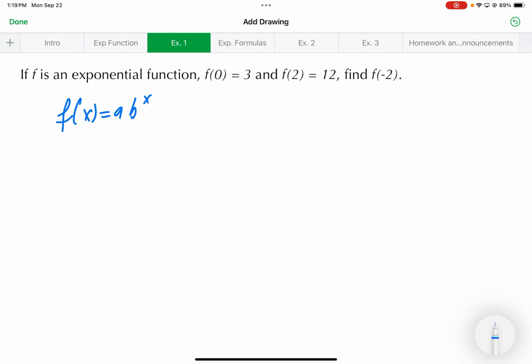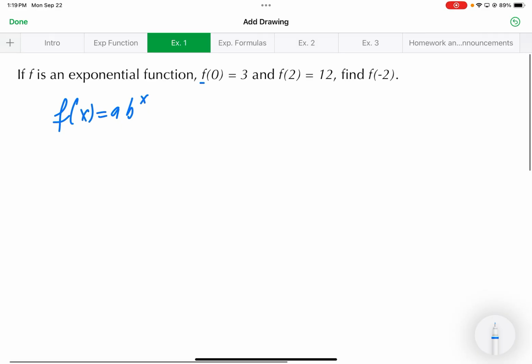Okay, so using those values that they give me as reference, I want to try to figure out what my function is. Okay, starting with 0 is a great place to start. So if I plug 0 in for x, it tells me that my output is 3. So let's plug in what we can. We would have a times b to the 0th power. But what is b to the 0th power? 1. So that gives me which variable then?